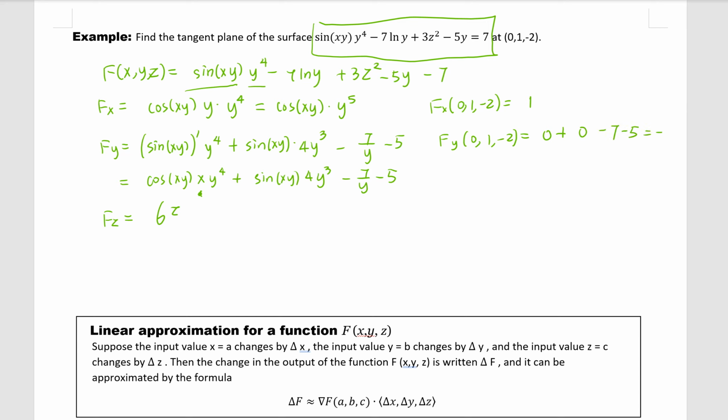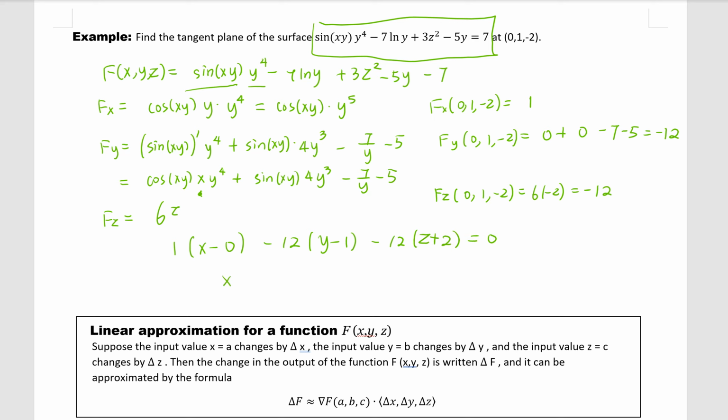And then Fz evaluated at (0, 1, -2). 6 times -2 is -12. So we have fx(1), x minus 0, minus 12(y minus 1), minus 12(z minus -2), so y plus 2, z plus 2, sorry. So we have x minus 12y plus 12 minus 12z minus 24.